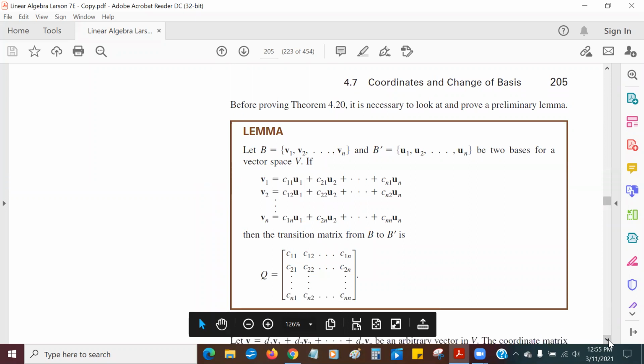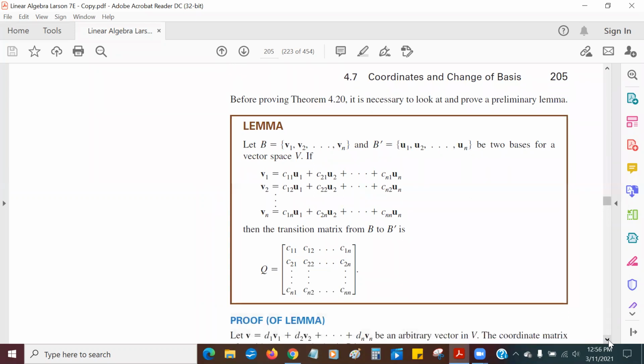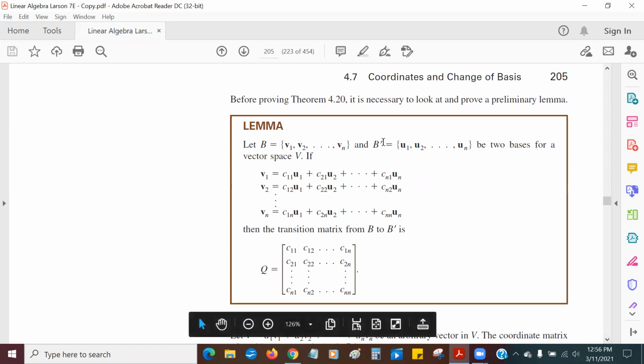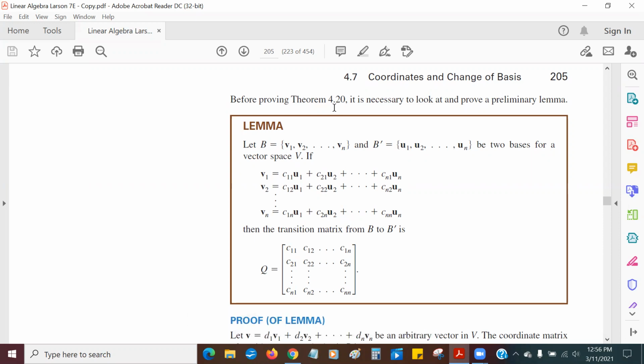Here's a lemma. Now, what is a lemma, by the way? A lemma is just a theorem, but it's a theorem used primarily to prove a different theorem. In other words, before you could prove 4.20, the theorem I just showed you a minute ago, you need this thing right here. So if B is the basis for these vectors, and B prime is the basis for those vectors, these do not necessarily have to be standard bases. They could both be non-standard, it doesn't matter.